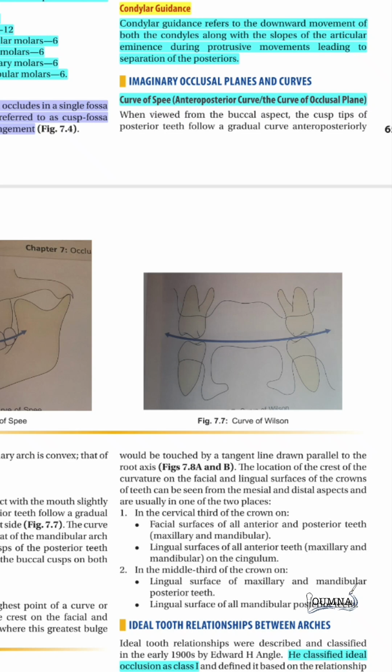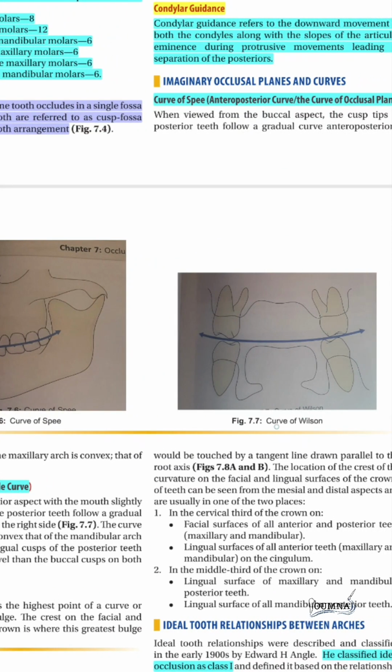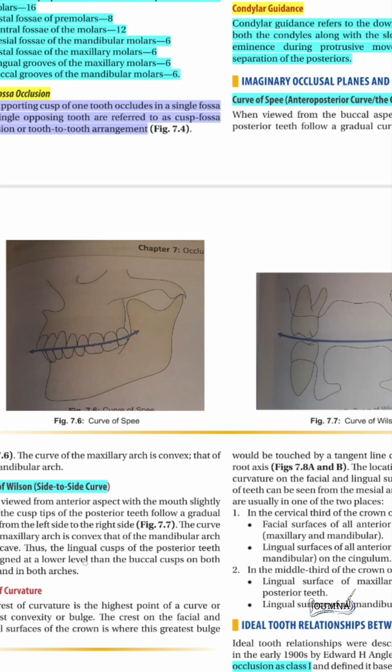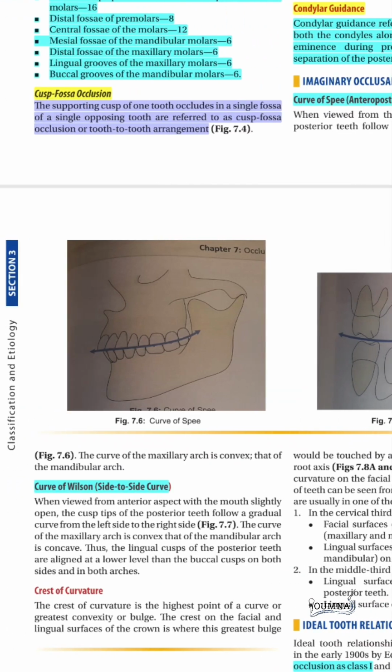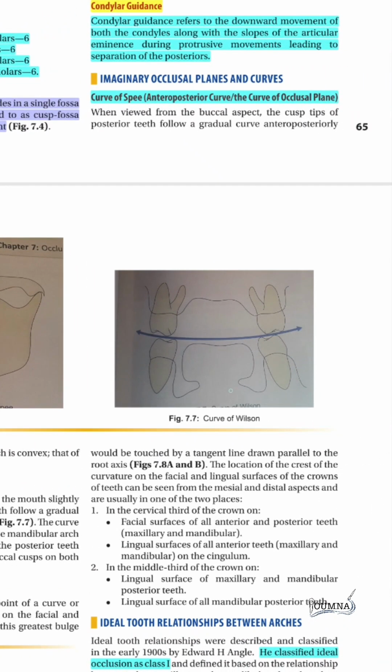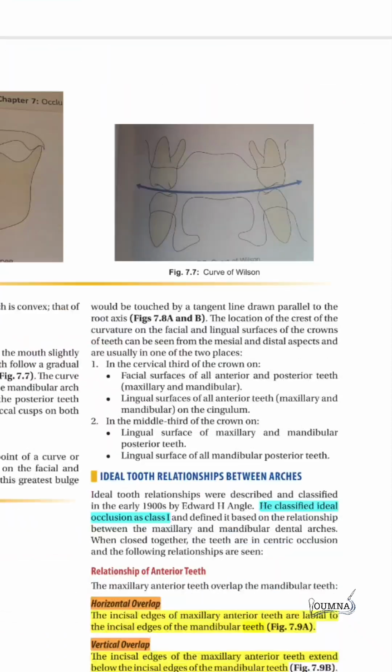But if we look from the transverse aspect, we can see that there is another curve between the tips of the cusps. It is called the curve of Wilson, and we can see that the lingual cusps of the posterior teeth are aligned at a lower level than the buccal cusps on both sides and in the arches, which means that the posterior mandibular teeth are more lingually tilted, and the posterior maxillary teeth are more buccally tilted.